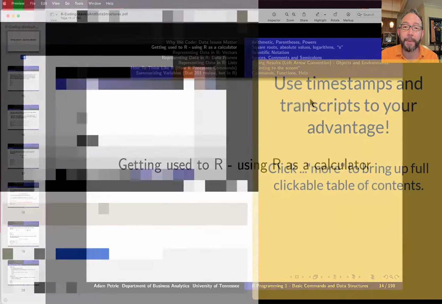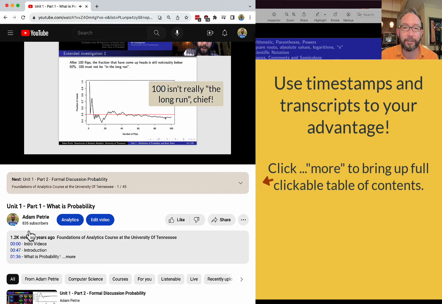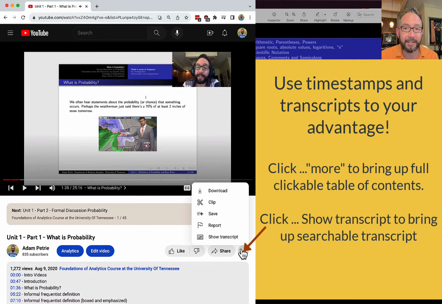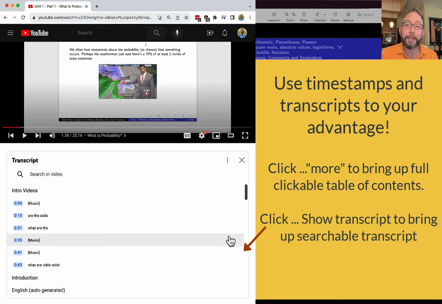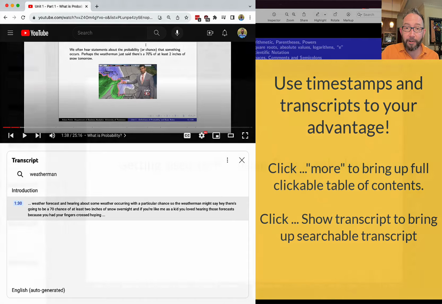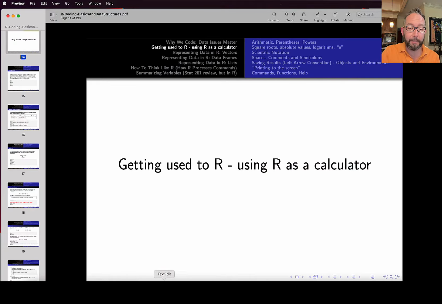So just as a quick reminder, remember that you can always navigate to the relevant timestamps on the video on the bottom left-hand side. If you click on that more, you can get the table of contents, and you can always click the ... on the bottom right to open up the transcript and do a search for a keyword or a key phrase. So let's go ahead and get started with working with R for doing basic computations.